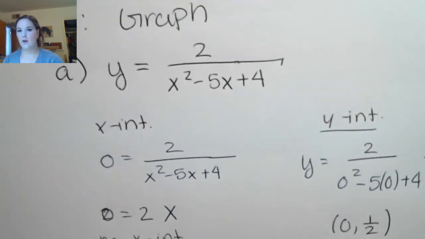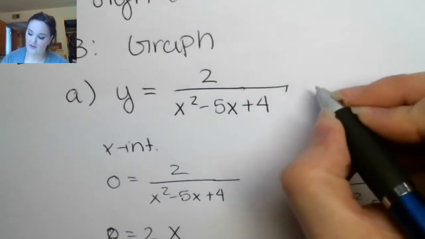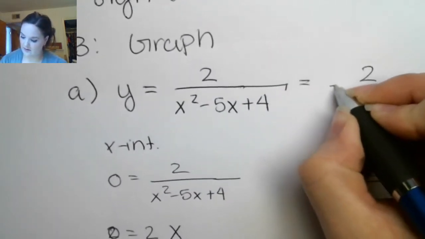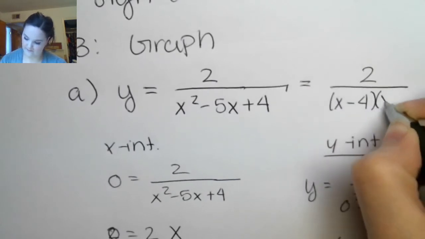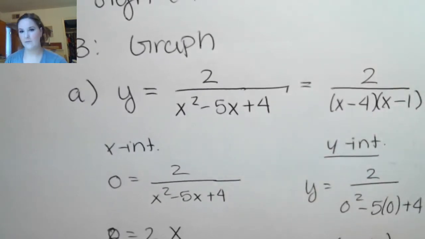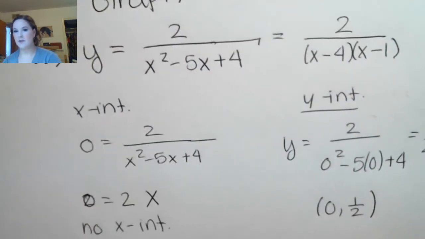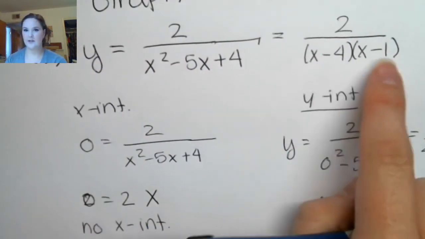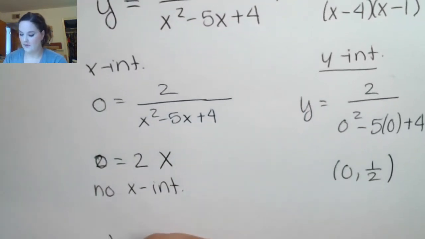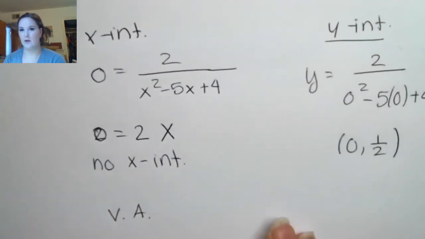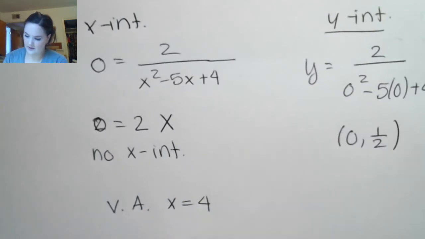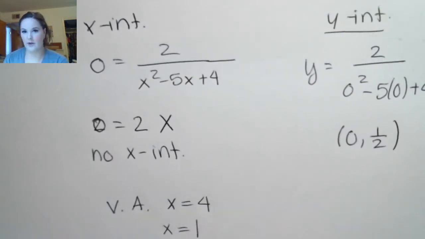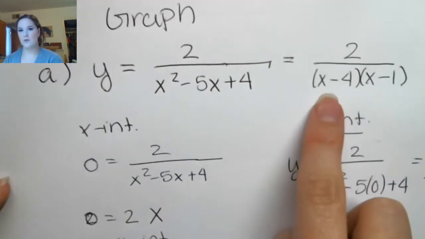So to find our asymptotes, I'm actually going to factor the denominator here. And that lets me see my vertical asymptotes because I can see the roots here. So my two vertical asymptotes are going to be x equals 4 and x equals 1, one for each root that you see here.